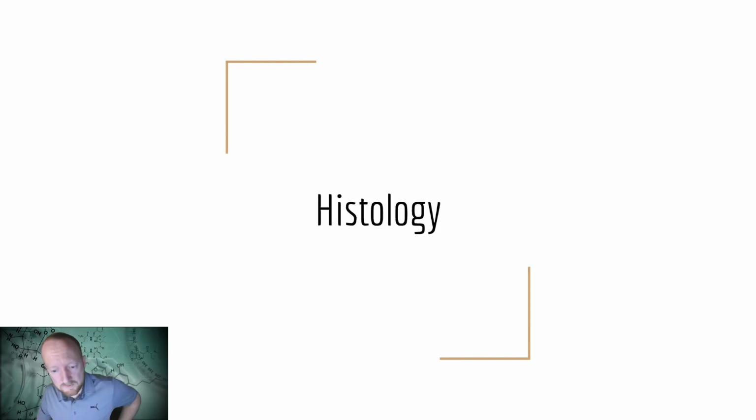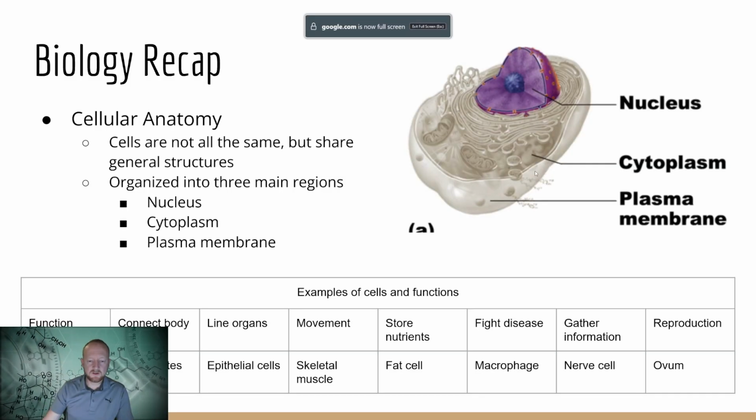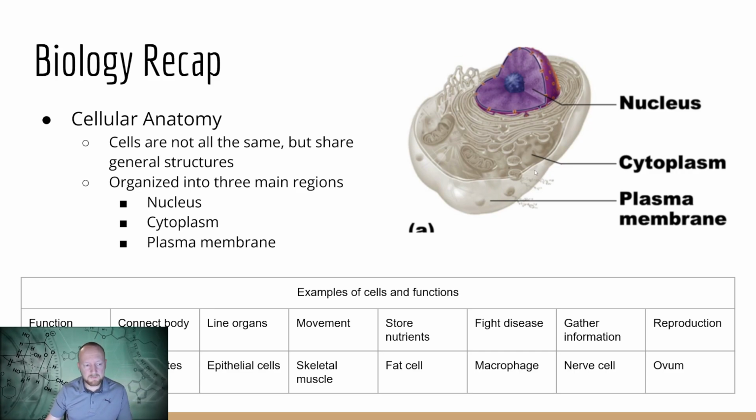All right, welcome back. We're moving on to histology, so the study of tissues. A little biology recap. Cellular anatomy: cells are not all the same, but they share the same general structures for the most part. Organized into three main regions: nucleus in the middle, cytoplasm, everything surrounding the nucleus, and then our plasma membrane making up the very outside layer.